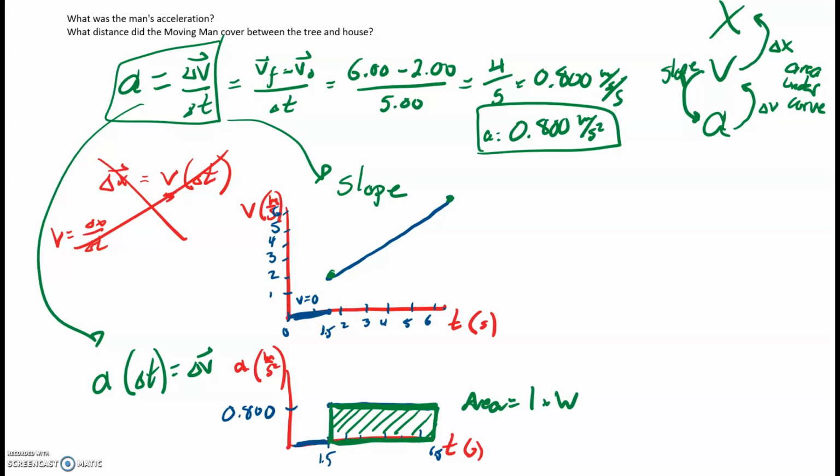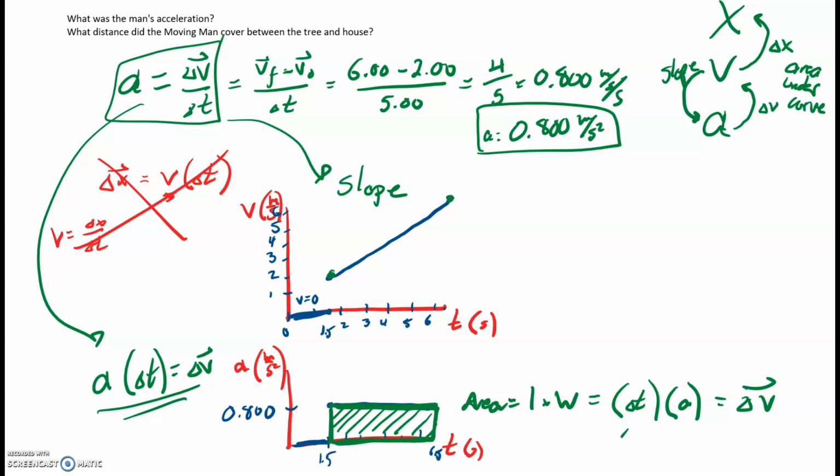Length times width. Well, the length of this is delta t. That's my 5 seconds. And the vertical width of this is my acceleration, 0.8. So that's going to give me my change in velocity. It's the exact same equation, just rearranged.